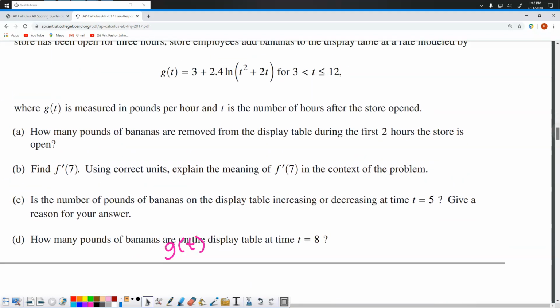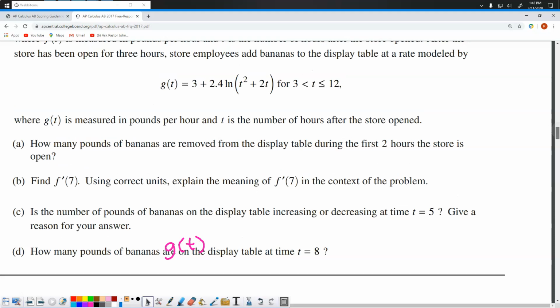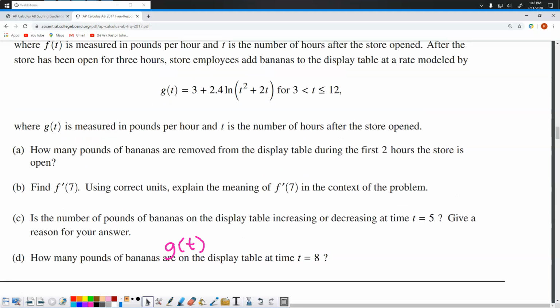See if it gets to line up again here. All right. So we're gaining bananas at this rate, and we're losing bananas at this rate, and they want to know what's going on at 5. So if we plug in 5, the question is, what do we get? Do we end up with a positive number or a negative number? Positive would mean increasing, negative would mean decreasing.